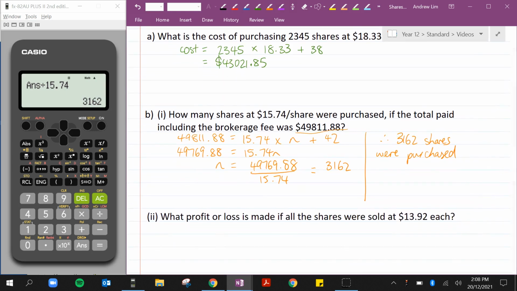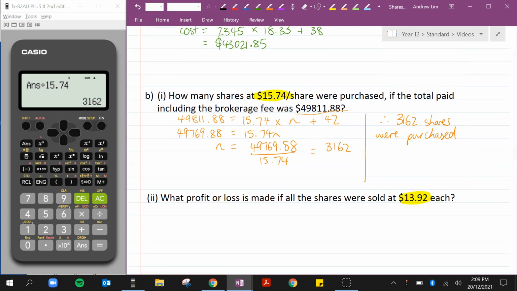All right, what about part 2? What profit or loss is made if all the shares were sold at $13.92 each? So this is still part of question B. Well, we can see here, if we look at the price per share, if we bought it at $15.74 and sold at $13.92, clearly we're making a loss. So let's see how much loss is made.